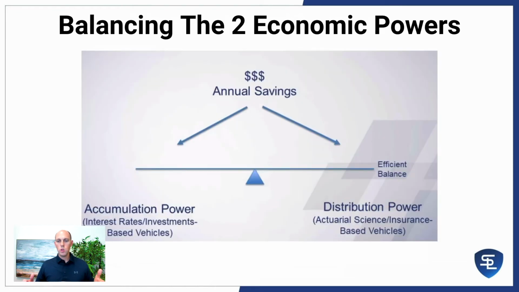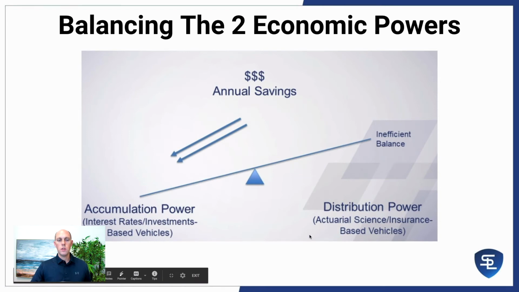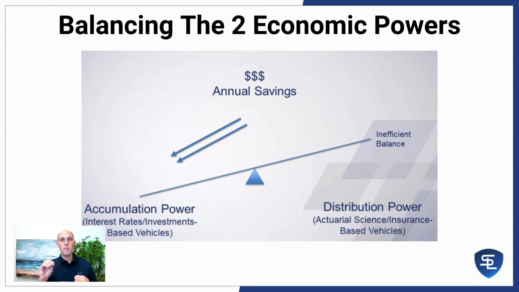So if you look at this, we want to balance between what we call accumulation power, that's the interest rate and the rate of return, and then the actuarial science. Most people, their plan looks like this. Everything's in their 401k, or everything's in a brokerage account, or everything's in real estate or their business. And so they have this inefficient balance. Now the argument is that they're growing at a faster rate of return and accumulating faster, but it doesn't transfer smoothly to the other side, coming down the mountain, getting cash out on the other side of the mountain.